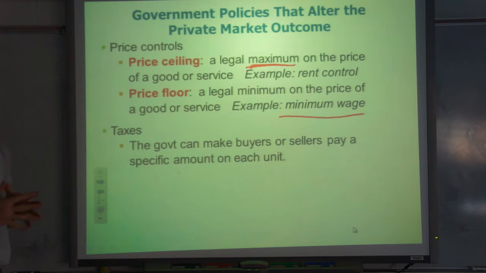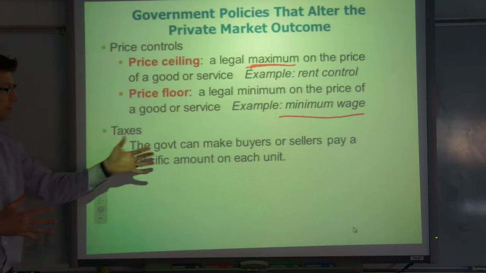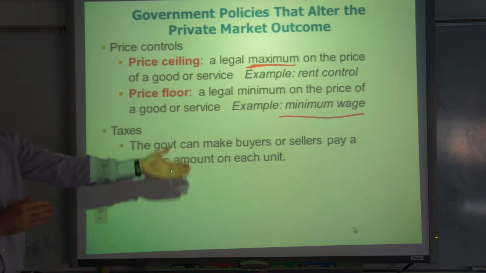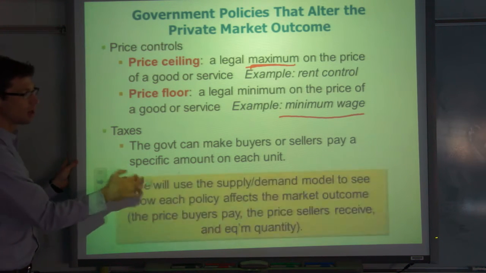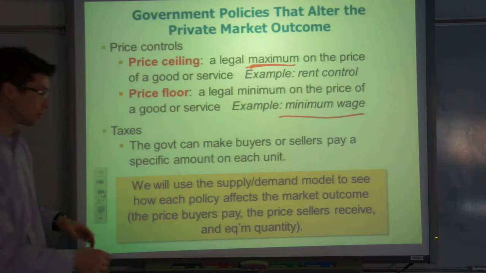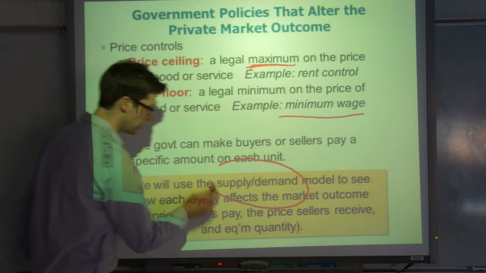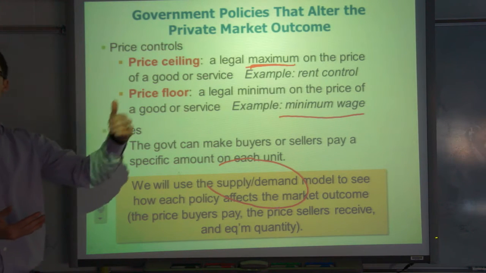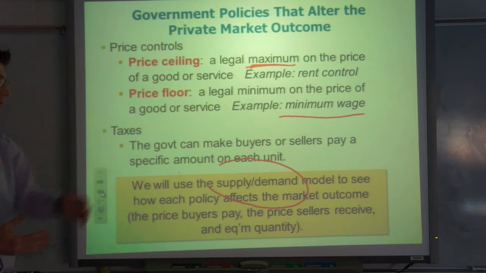That's not the only way the government can intervene in the market and determine outcomes, or shape outcomes. The government can also impose taxes, so they can make buyers or sellers pay a specific amount on each unit that is bought and sold. What we're going to do is use supply and demand, our trusty friend, that model, to determine how these government interventions actually affect the equilibrium price and the equilibrium quantity.